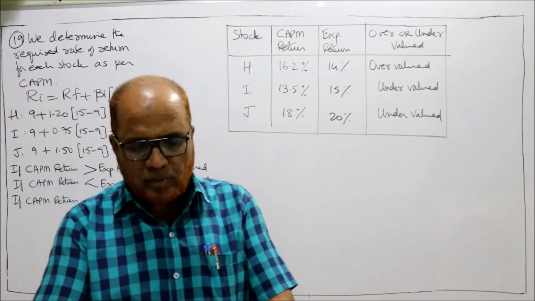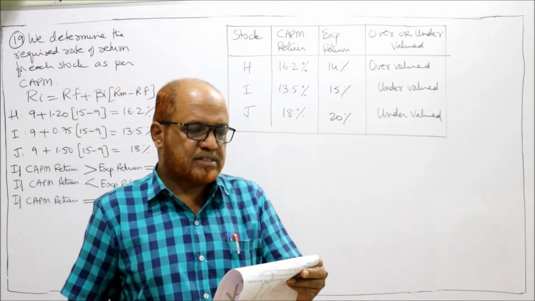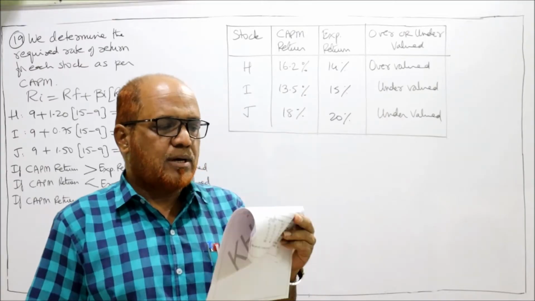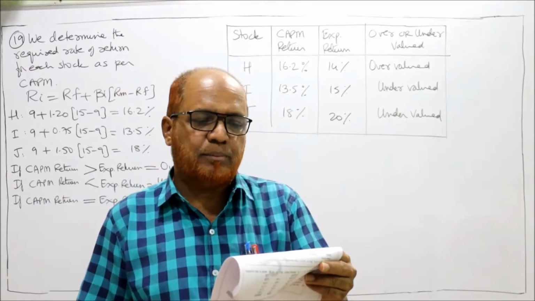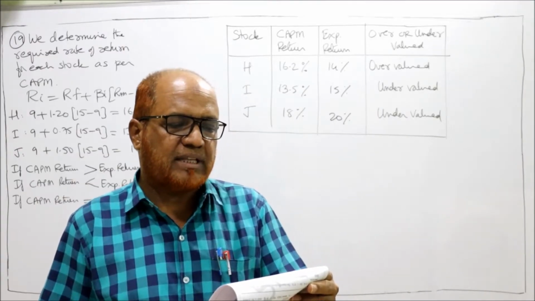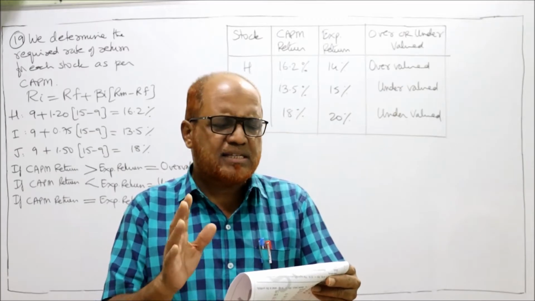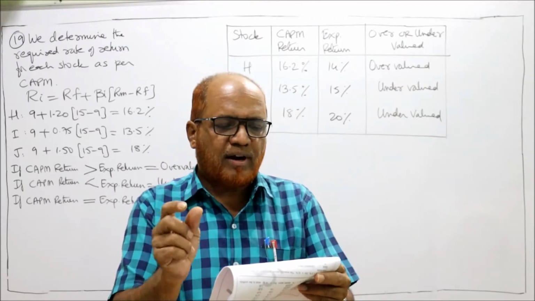Now I am reading out problem number 20. See here, if RF, risk-free rate, is 9%, market rate RM is 15%, calculate the return on the securities and compare them with the expected returns to find out overvalued or undervalued. Exactly similar. Security 1, 2, 3.